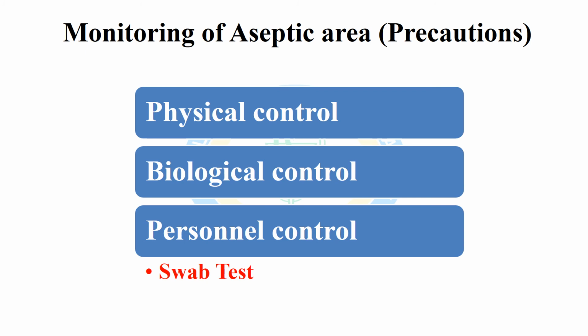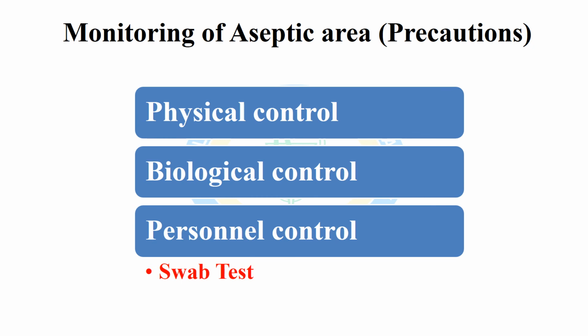Second is biological control. So bioburden or microorganisms are examined in the aseptic room area, to see whether microorganisms are within the limit or not, by performing the following tests, that is air sampling method or plate count method.